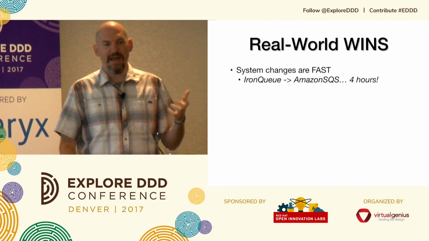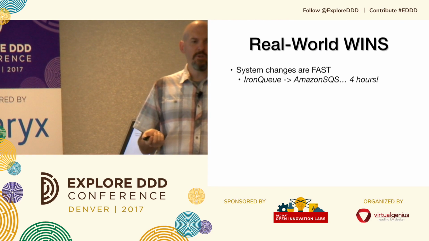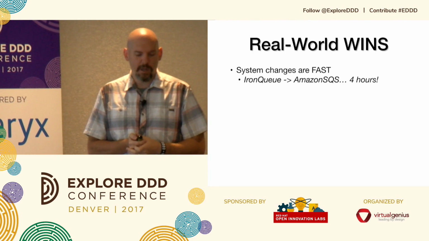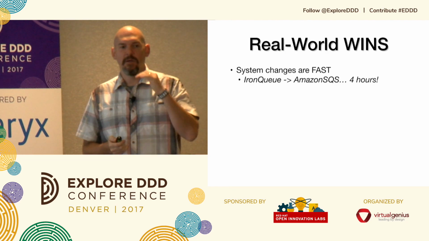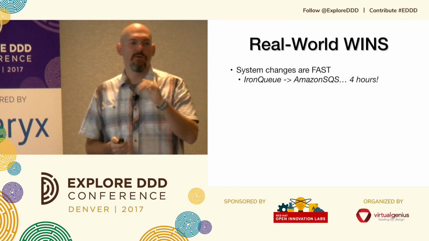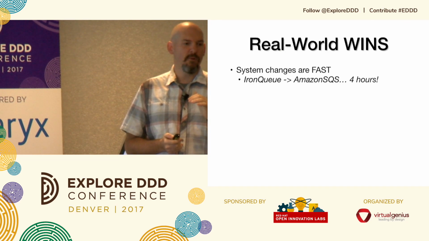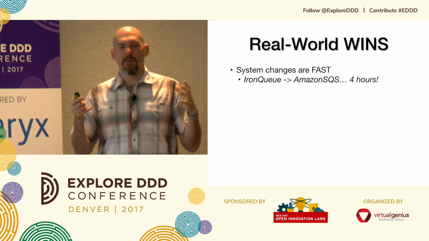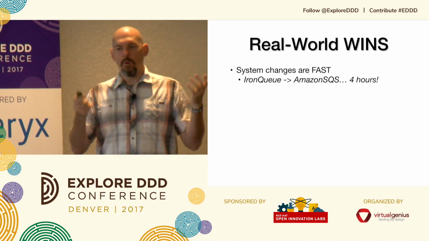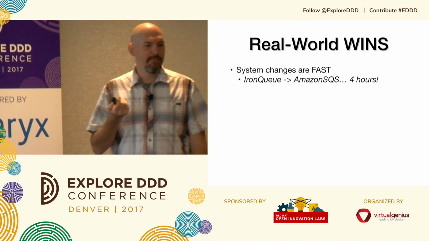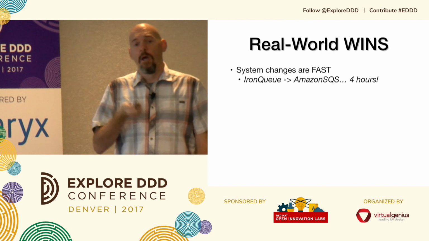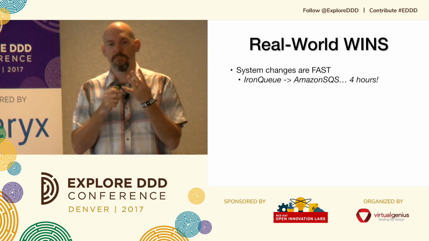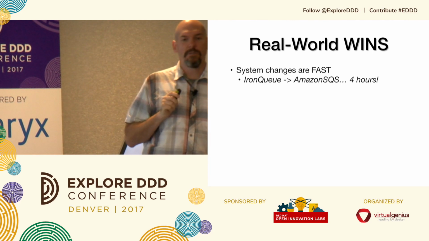System changes are fast. Just about 2 months ago, we ran into some real world limits with IronQ, where IronQ has a max size to messages in the queue. I believe it was 40K, and we were running into some properties that had so much descriptive data, they were larger than 40K. Well, we talked about it and we said, let's switch to Amazon SQS. How hard can it be to switch one queuing system to another? 4 hours. 4 hours from discussion to push it to production.